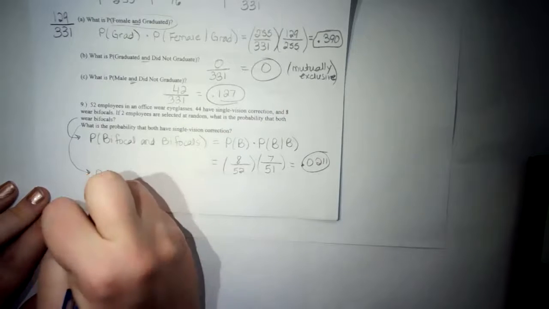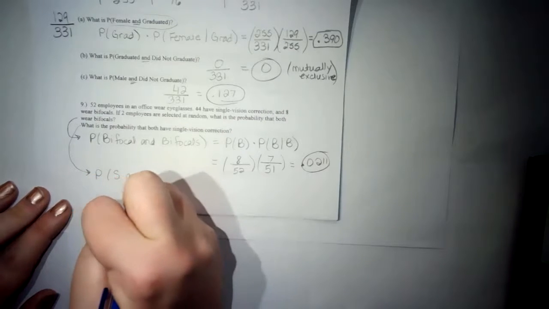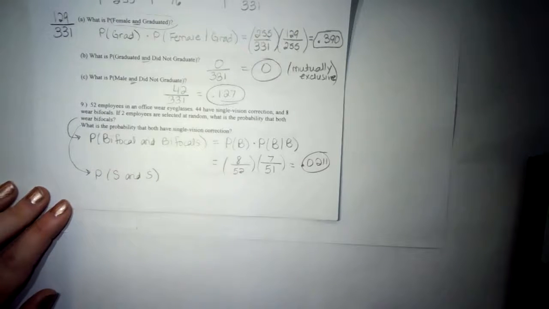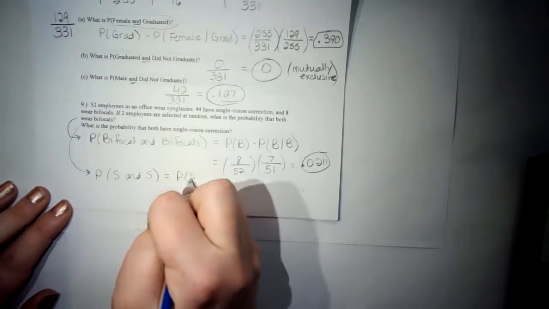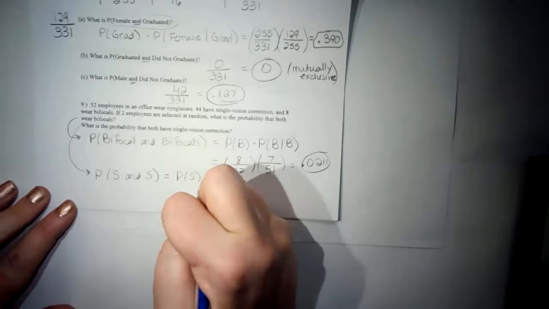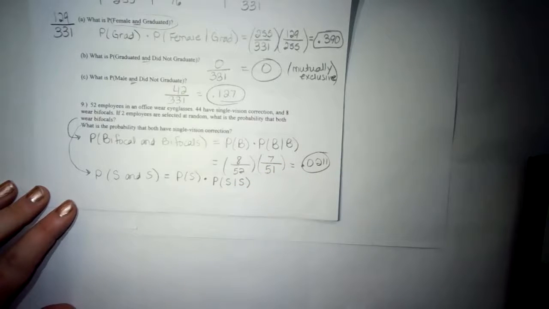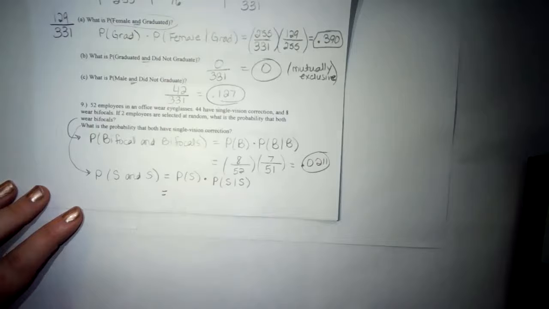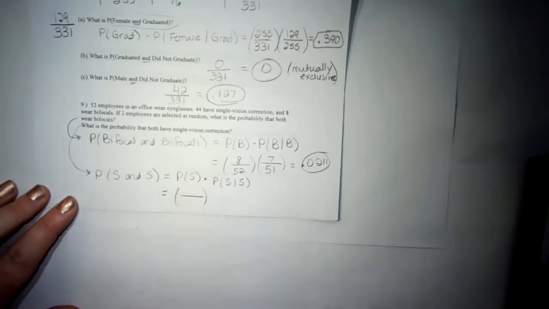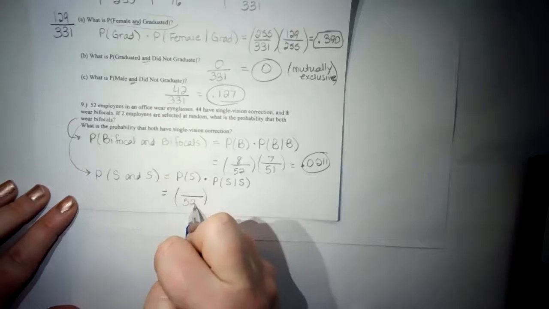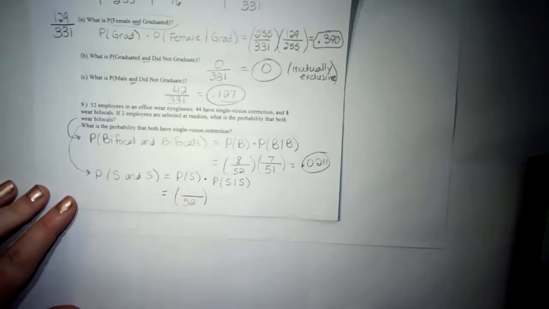If we want to write this again, I'm just going to use S. So single vision and second person also has single vision. This would be the probability that the first person has single vision correction times probability that the second person does, given the first person did too. If that's confusing, it's not necessary as long as you can plug in the numbers. All right, here we go. So we want the probability that the first person you choose has single vision correction. So 52 people are in the room. Forget the bifocal people, everybody's back. How many people have the single vision correction?